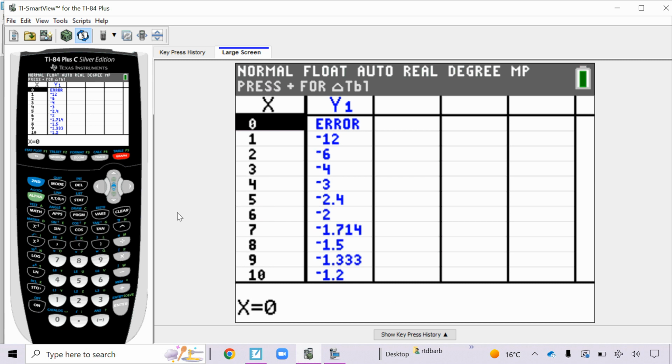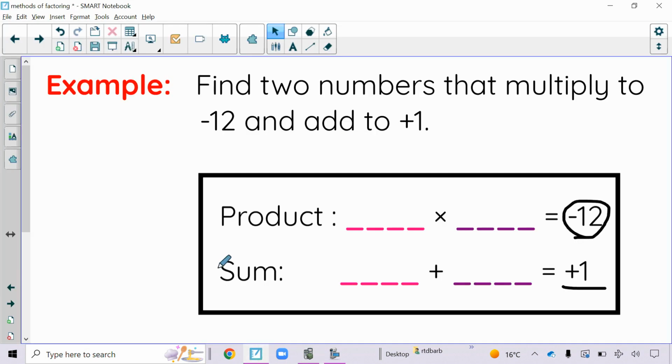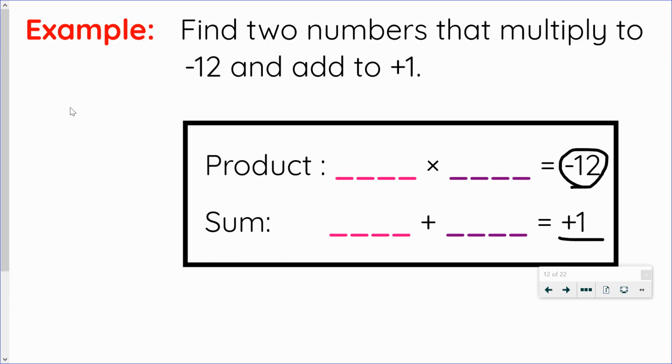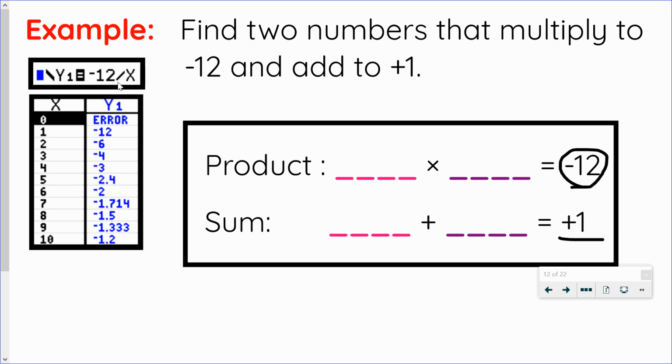And we scan down until we find the one that adds to positive 1, which is right here, 4 and negative 3. So if I go back here, again, what I'm doing is I'm looking for those factor pairs on my calculator. I entered in negative 12 divided by x. Here's all my factor pairs, and I'm looking for those special numbers that add to 1, which is 4 and negative 3. So whichever method you use, calculator or by hand, make sure you do that last step of checking to see that the factor pairs are the correct factor pairs. So I hope this video helped, and I look forward to seeing you for the next one.